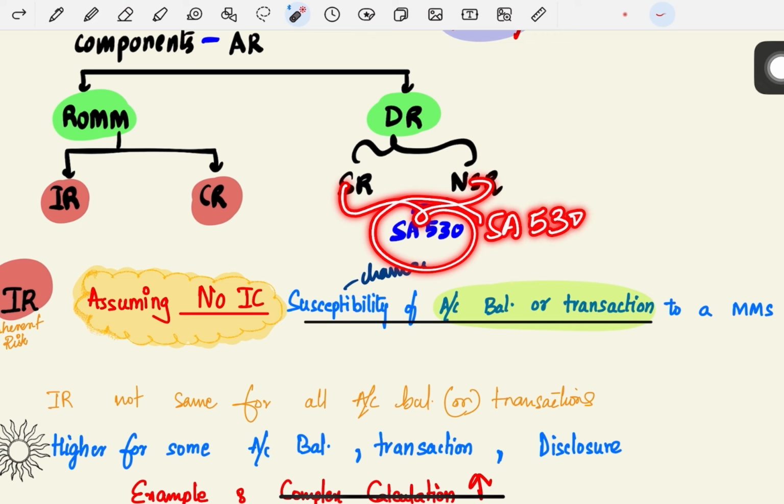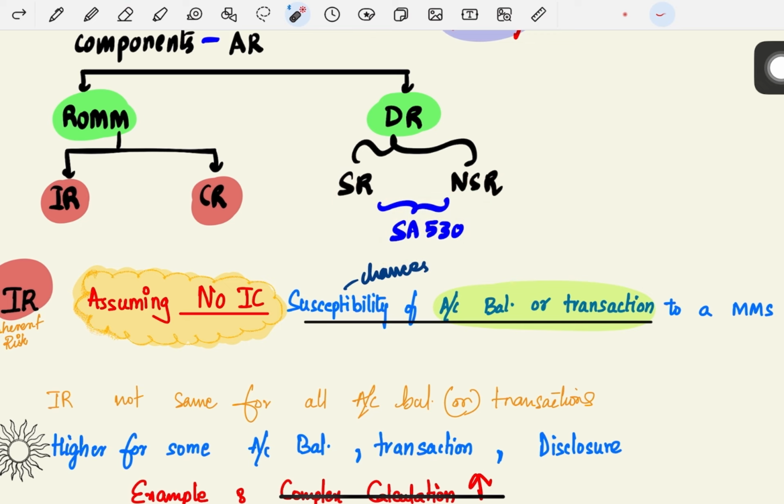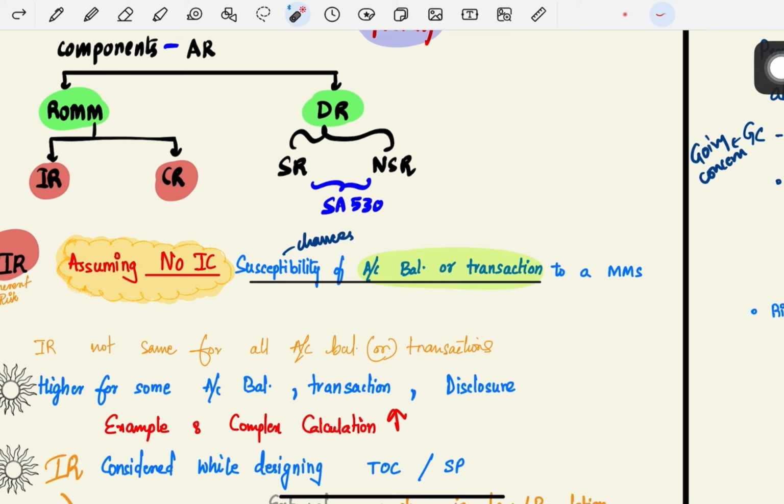Now let us understand what is inherent risk. Assuming that there are no internal controls, the susceptibility of an account balance or transactions to a misstatement is known as inherent risk. The company is not devising any internal controls, so what are the chances that account balances or transactions are exposed to a misstatement? That is known as inherent risk.